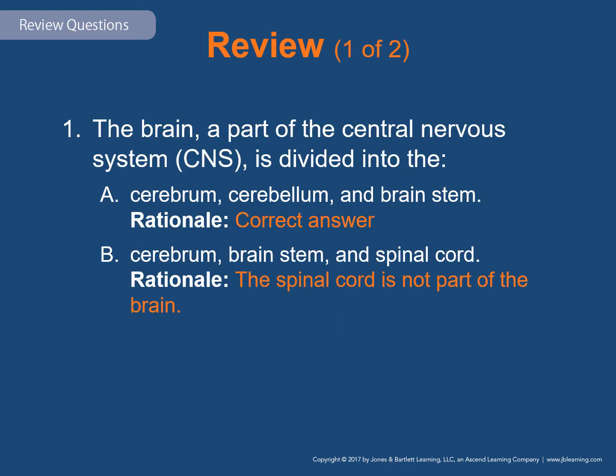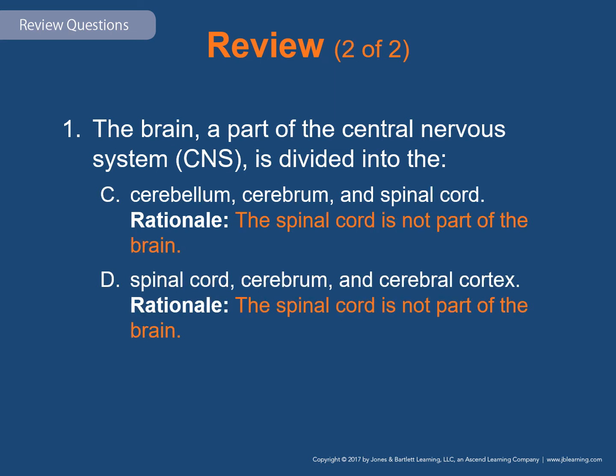Question 1, the brain, a part of the central nervous system, is divided into the A, cerebrum, cerebellum, and brainstem. That's the correct answer. B says cerebrum, brainstem, and spinal cord, but we know the spinal cord is not part of the brain. C, the cerebellum, cerebrum, and spinal cord. Again, the spinal cord is not part of the brain, and that's also the case for D. So let's move on to question 2.